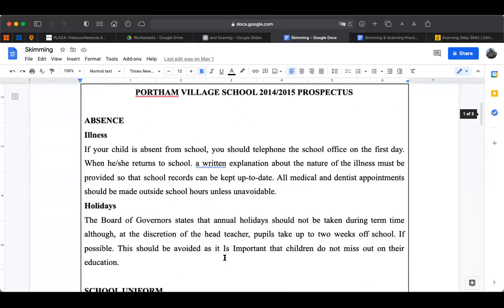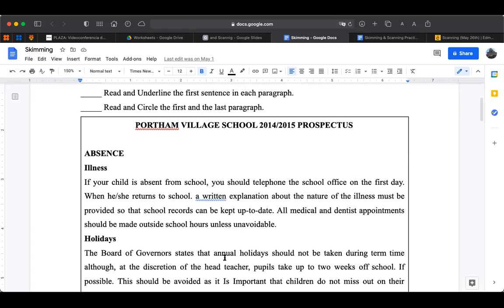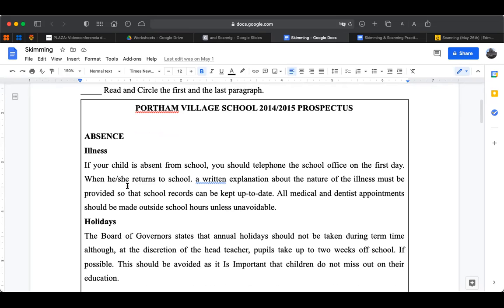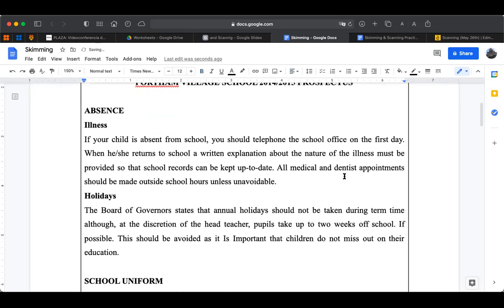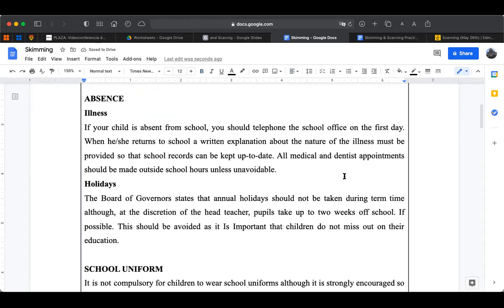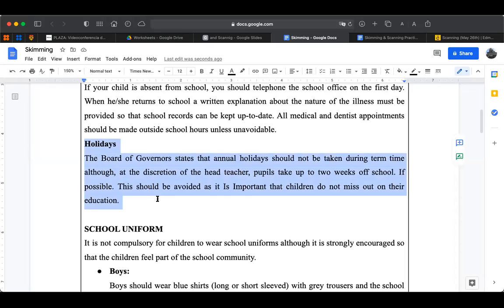Okay. So, we have the Portham Village School 2014-2015 prospectus. So I'm going to start. It says absence. It says illness. If your child is absent from school, you should telephone the school office on the first day. When he or she returns to school, a written explanation about the nature of the illness must be provided so that the school records can be kept up to date. All medical and dentist appointments should be made outside school hours unless unavoidable. Can someone read the holiday part?